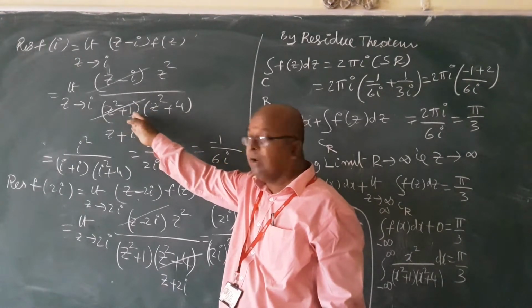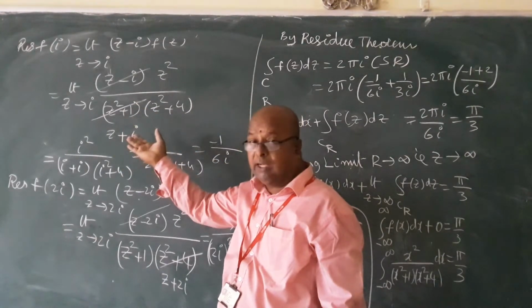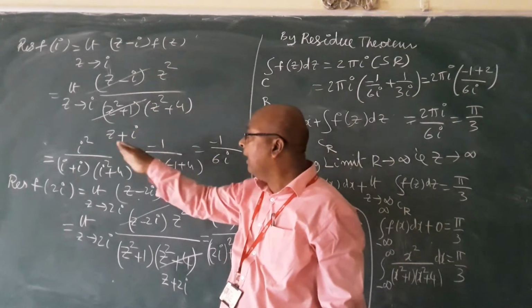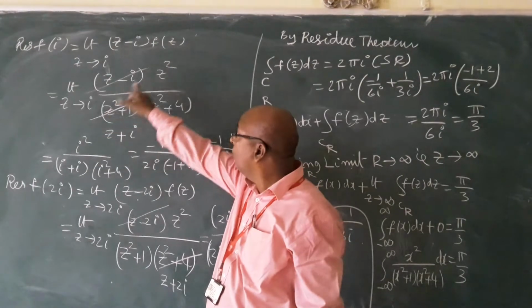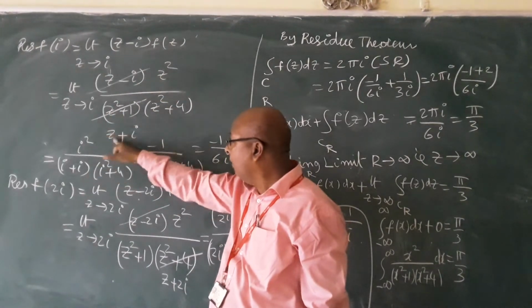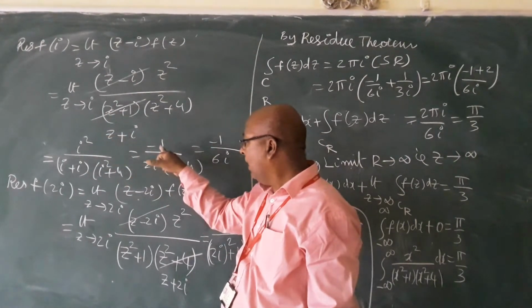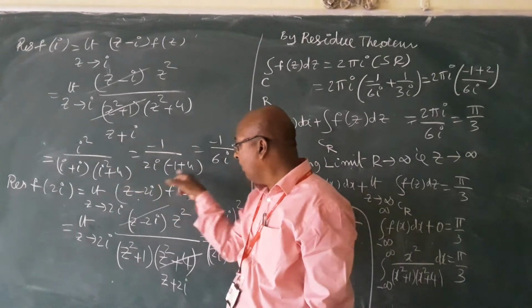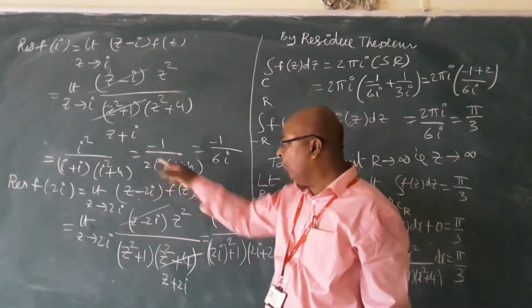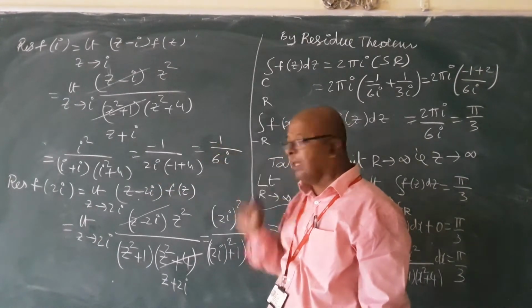So z square plus 1 can be written as (z minus i) into (z plus i). So z minus i cancels, z plus i remains. Now put z is equal to i: i square by (i plus i) into (i square plus 4). i square is minus 1, so minus 1 by (2i) into 3, that is 6i, so minus 1 by 6i.